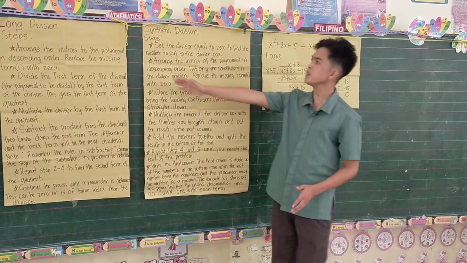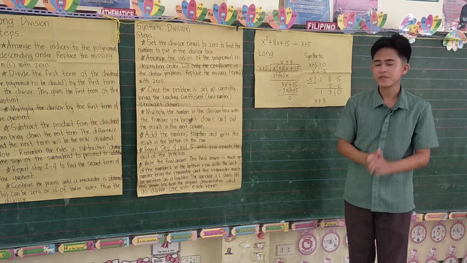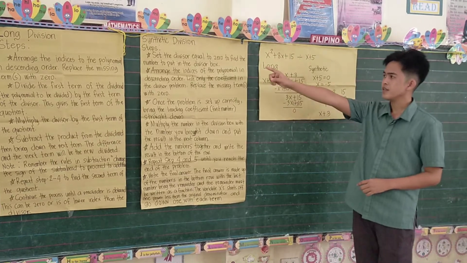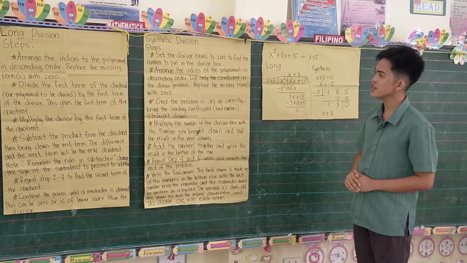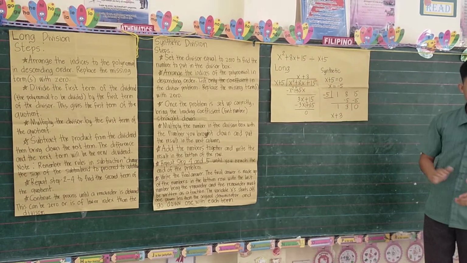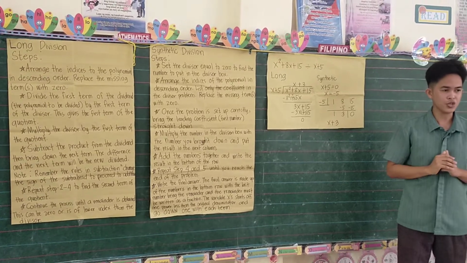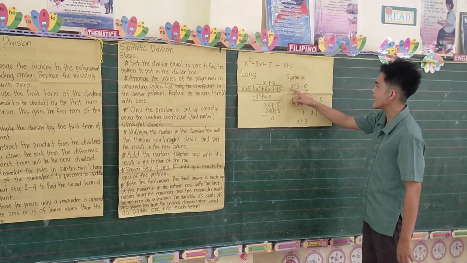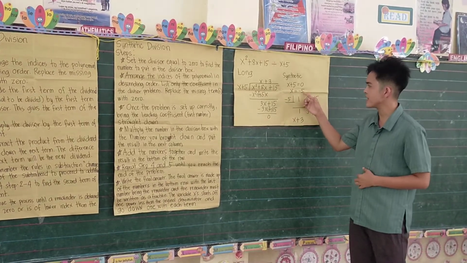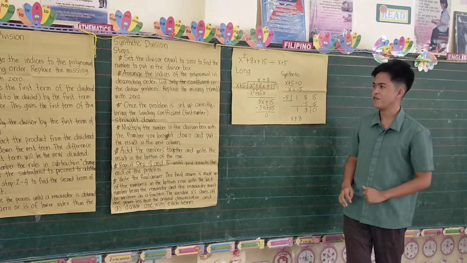How about if we use synthetic division for the same problem? Can we get the same answer? Okay, synthetic division. The first step is to set the divisor equal to 0. What is our divisor here? Yes, very good, Micah. x plus 5. So we equate x plus 5 to 0. Transpose 5, so you have negative 5. Therefore, the value of x is negative 5.